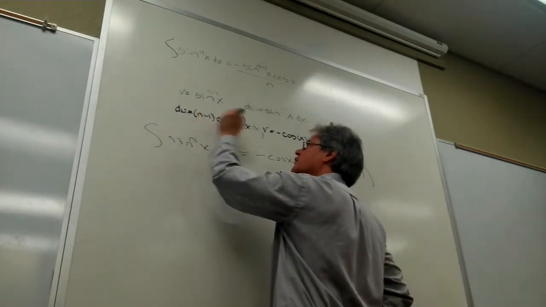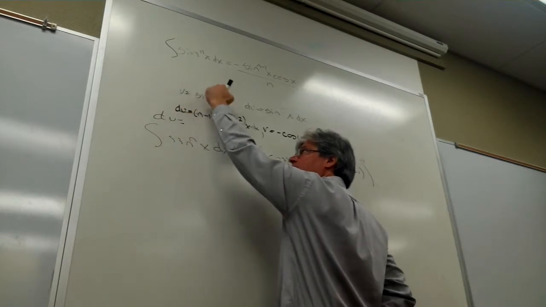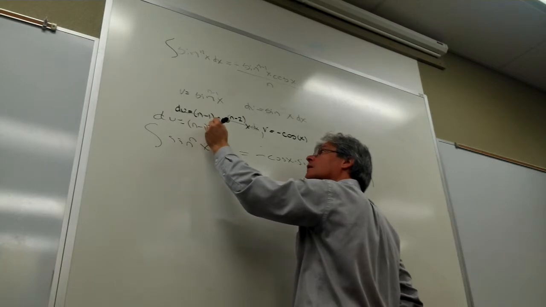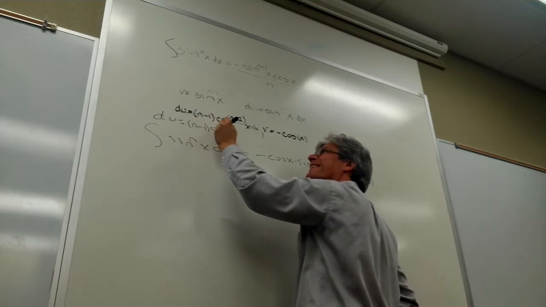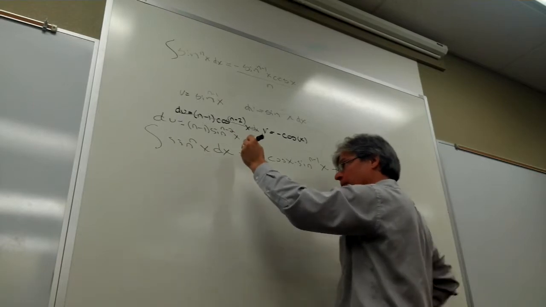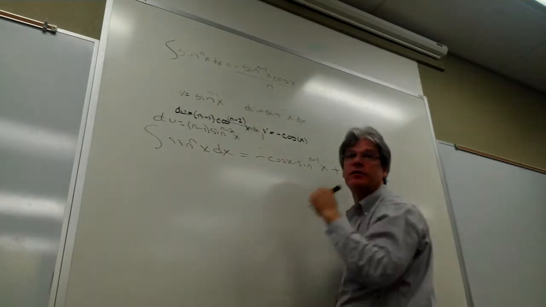I think if I were to differentiate correctly, I would say that du is, well, let's wrap our fingers around this one. n minus 1 times cosine of x times sine to the one less power, n minus 2. Sine to the n minus 1, or rather, one less, n minus 2.